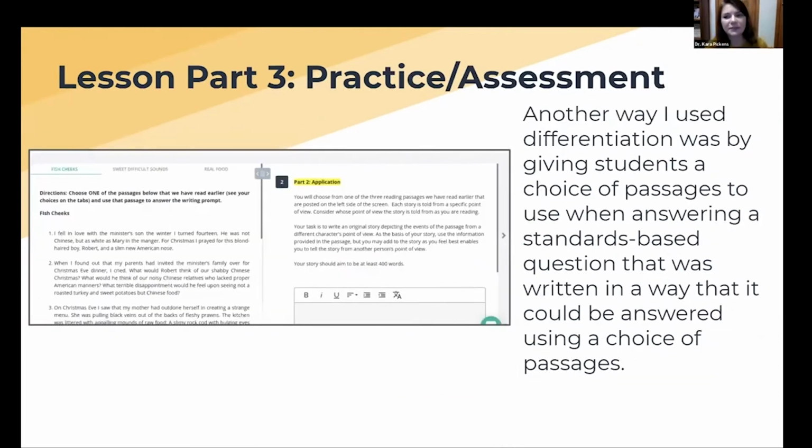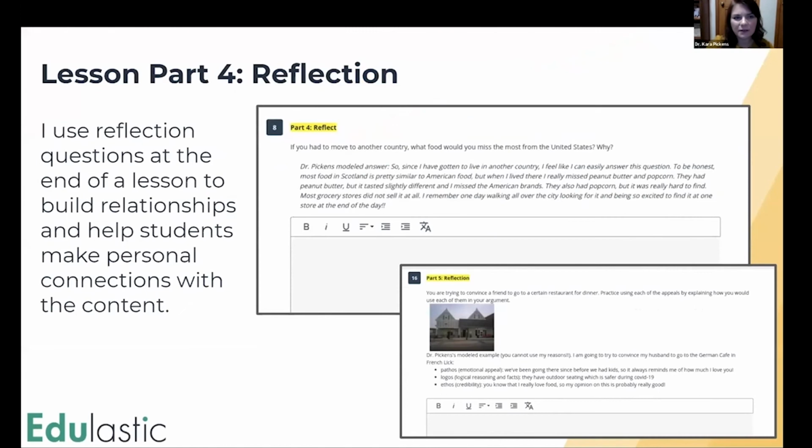Another way I used differentiation was by giving students a choice of passages. Here they had three different choices of passages, using the tabs again. Then they would have a standards-based question that could be applied to any of those passages. I think students really appreciated having those options sometimes, and I really appreciated that Edulastic gave the opportunity to have those options.